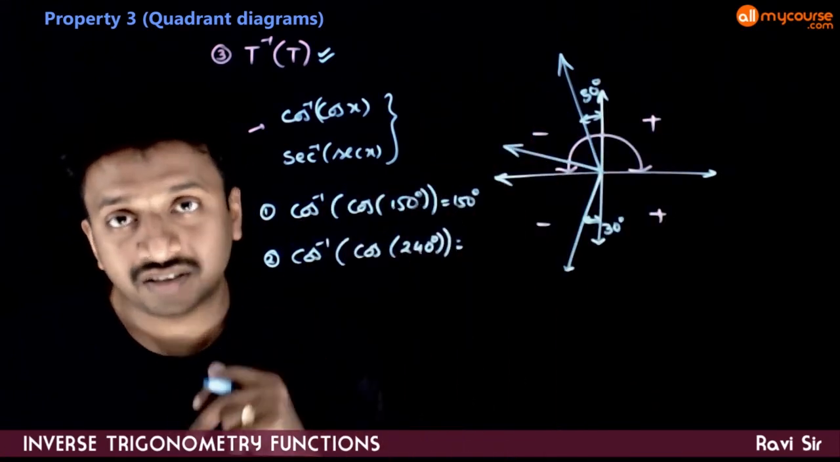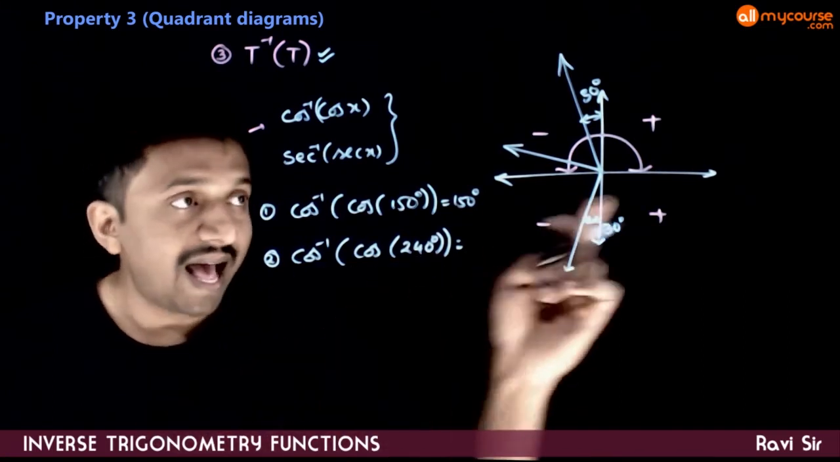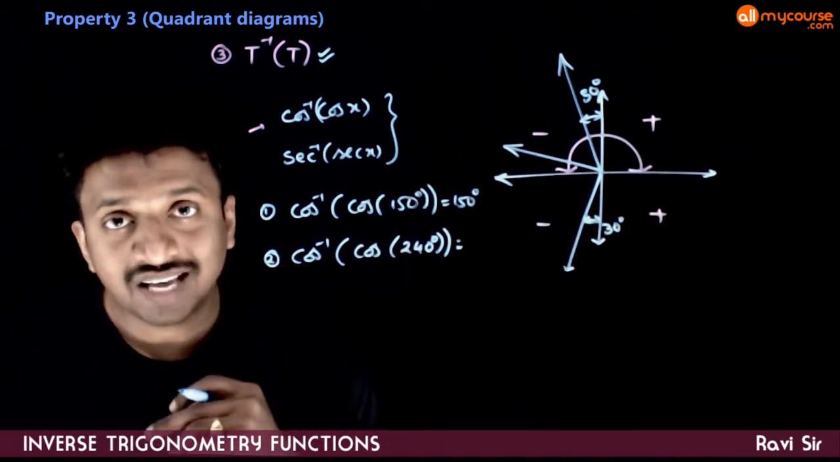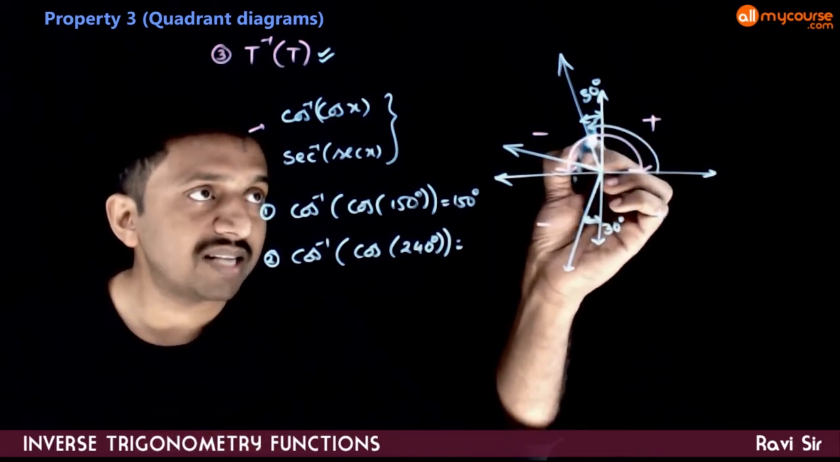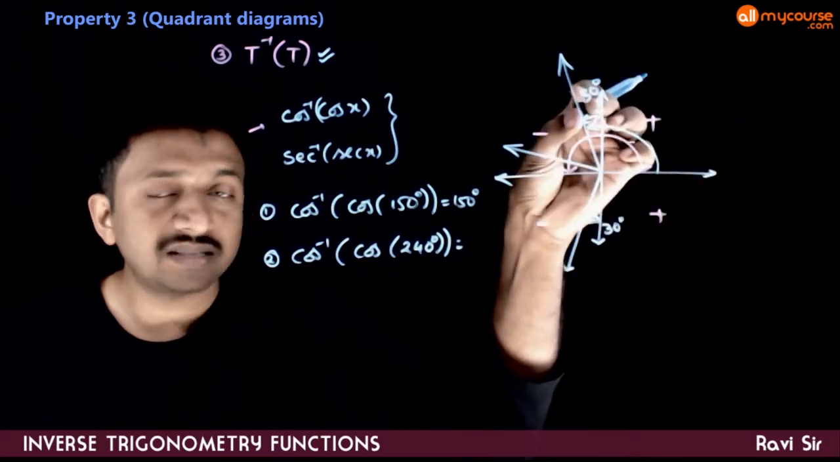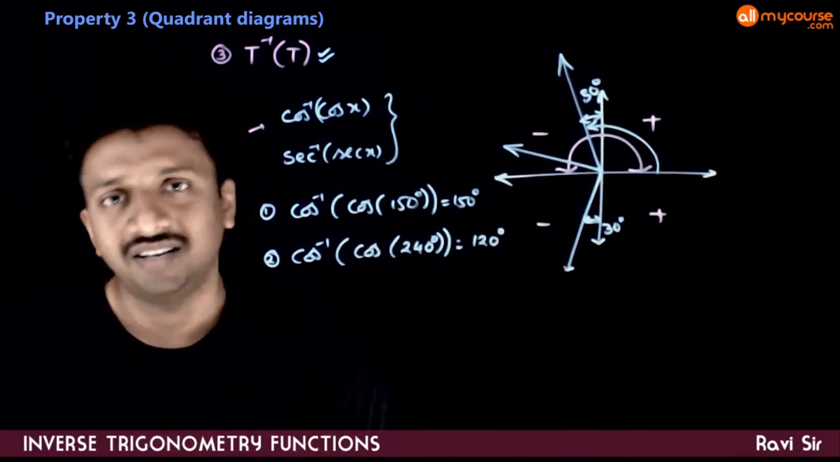Now corresponding to this ray, what is the standard angle? Standard angle has to be measured from the positive x-axis. So from here, what is this angle? 90 degrees plus 30 degrees. So the answer is 120 degrees.